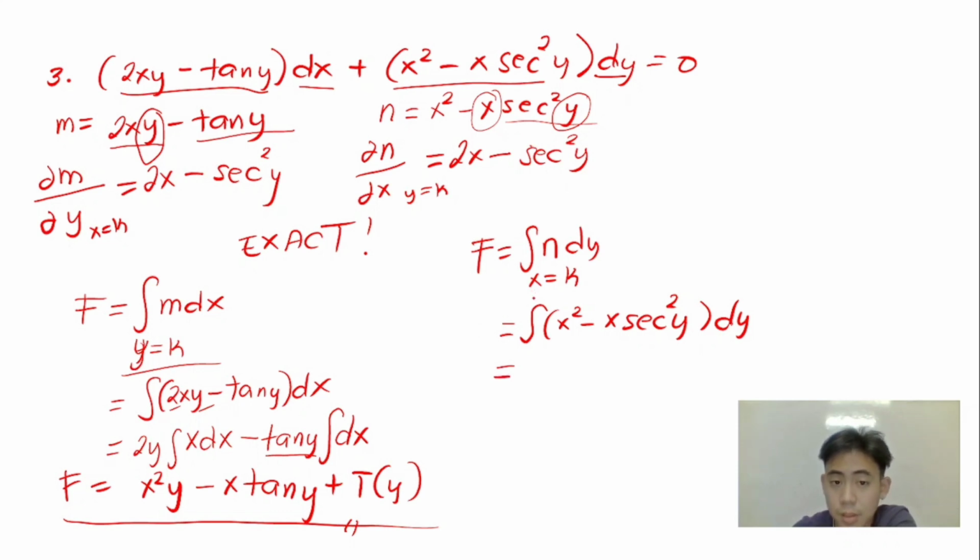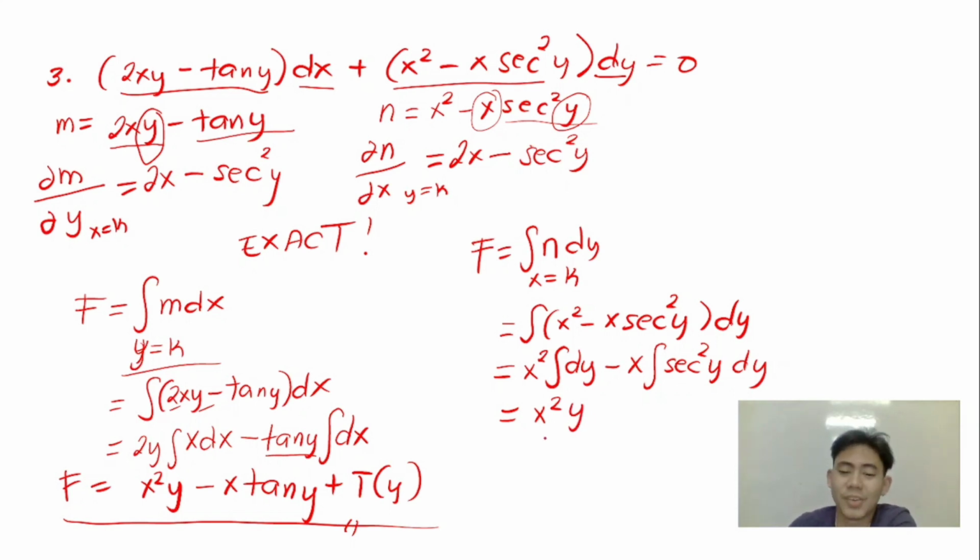That x, it should be a constant, okay? Huwag nyo kakalimutan mag-set ng constant, mga lods, para di tayo nalilito. Okay, so since yung x natin is constant, labasan natin siya ng integral sign. So, x squared times the integral of dy minus x times secant squared y dy. Okay. So, x squared, ano nga ba ang integral ni dy? Dy. Okay, dy. So, x squared y minus x times the integral of secant squared y dy.